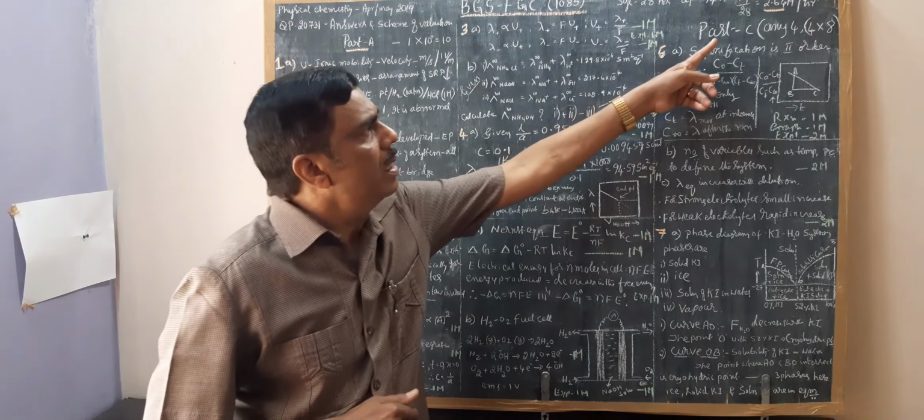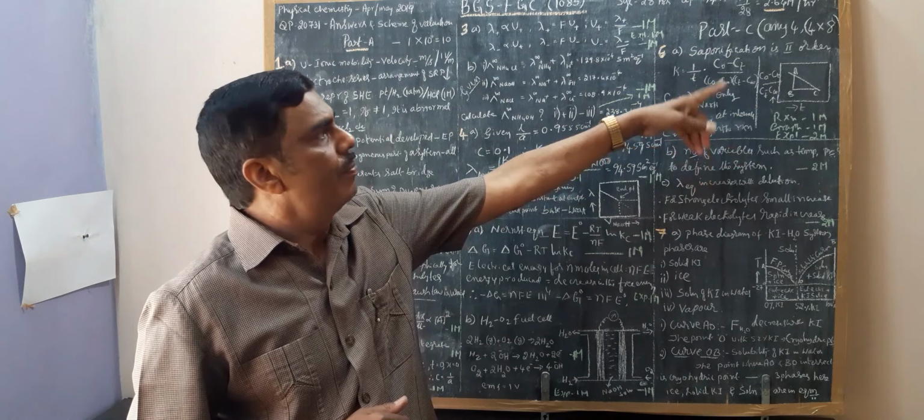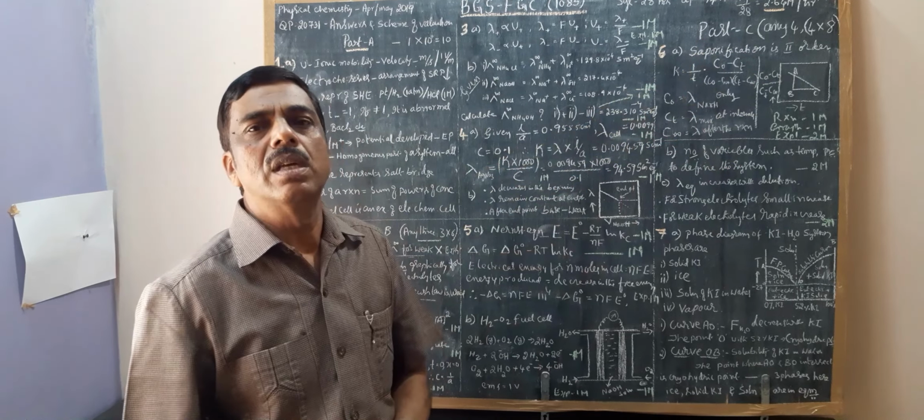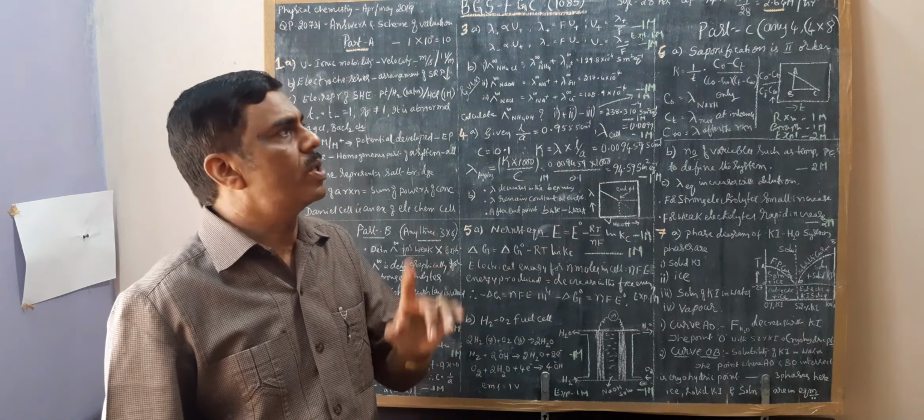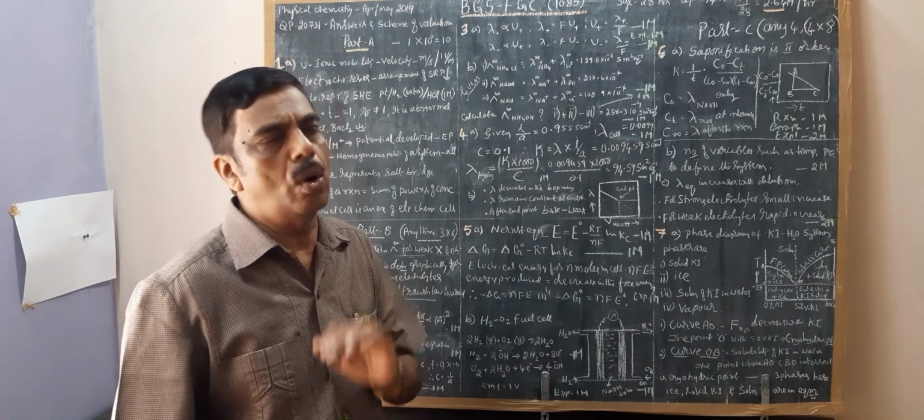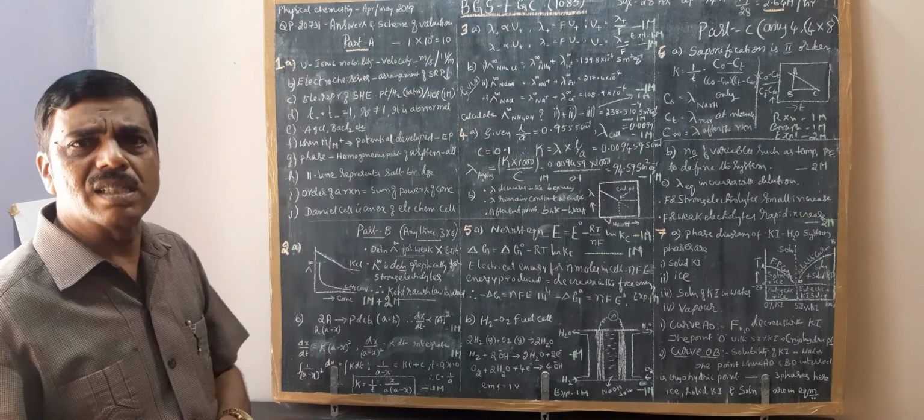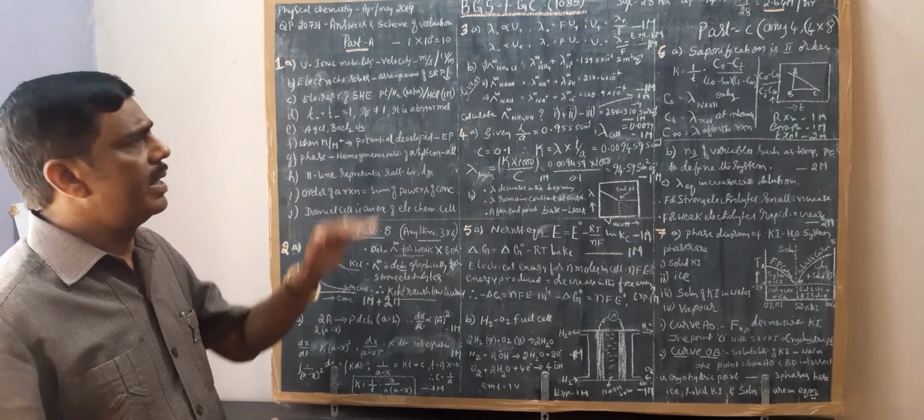Part C, 8 mark questions. There you have to answer 4 questions. 5 questions will be there, 1 choice. Therefore, you have to answer 4 questions. Now, let us discuss each part one by one and their answers.